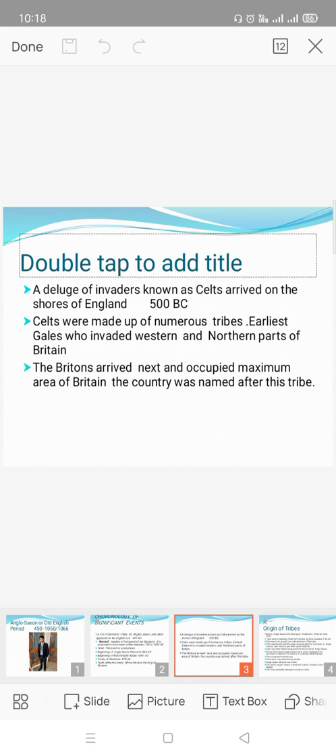The Britons, this is also a tribe or a clan, arrived next to these Celts and occupied the maximum area of Britain, and the country was named after this tribe, because Britain is a name which was derived from the land of Britons. Britons is the name of a tribe who entered the land and inhabited it.